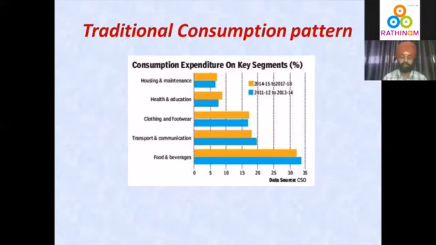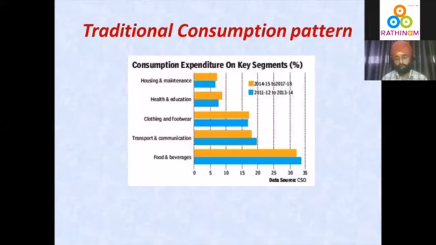Health and education. Your health costs have in fact gone up slightly. Education costs have steadied and remained the same. There's no change in the cost of education. There's not much happening on the health front. In fact, health costs have gone up. So from 7 to 8%, you have increased your spending on health and education by about 3 or 4 percentage points, and that has gone up to about 10%.